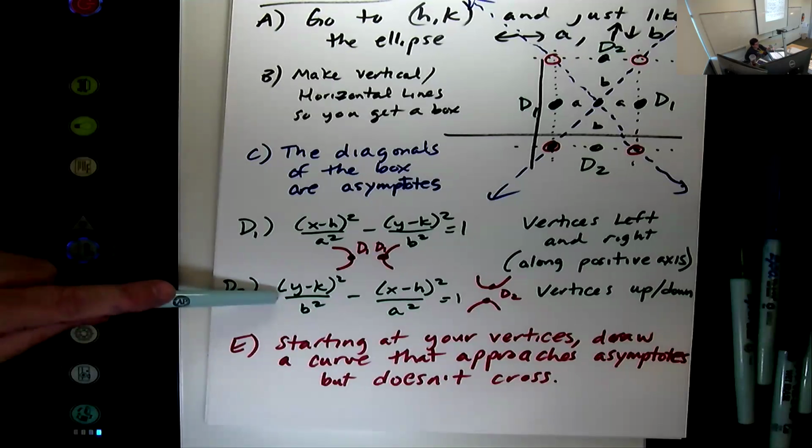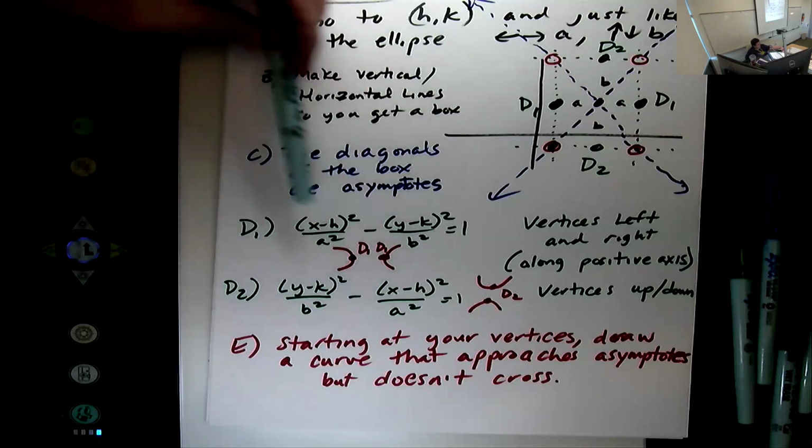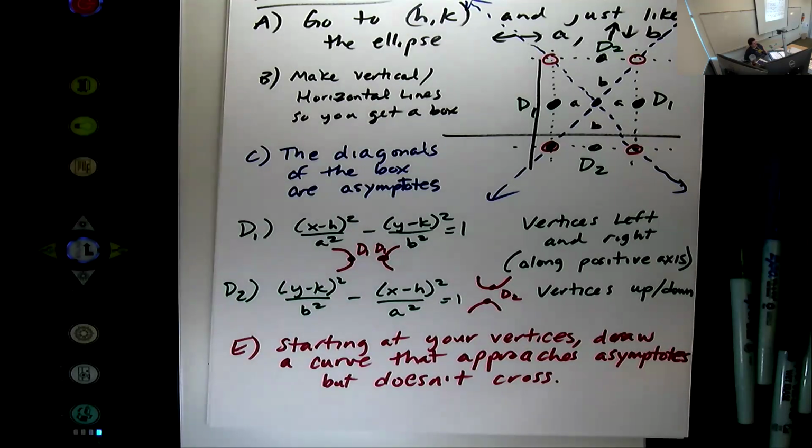And in this one here, the y is positive, and the x has the negative in front of it. Here, the x is positive, and the y has the negative in front of it. The D1 and D2 points are not the center. They are out a distance of either A or B, and it's not always the longest one.